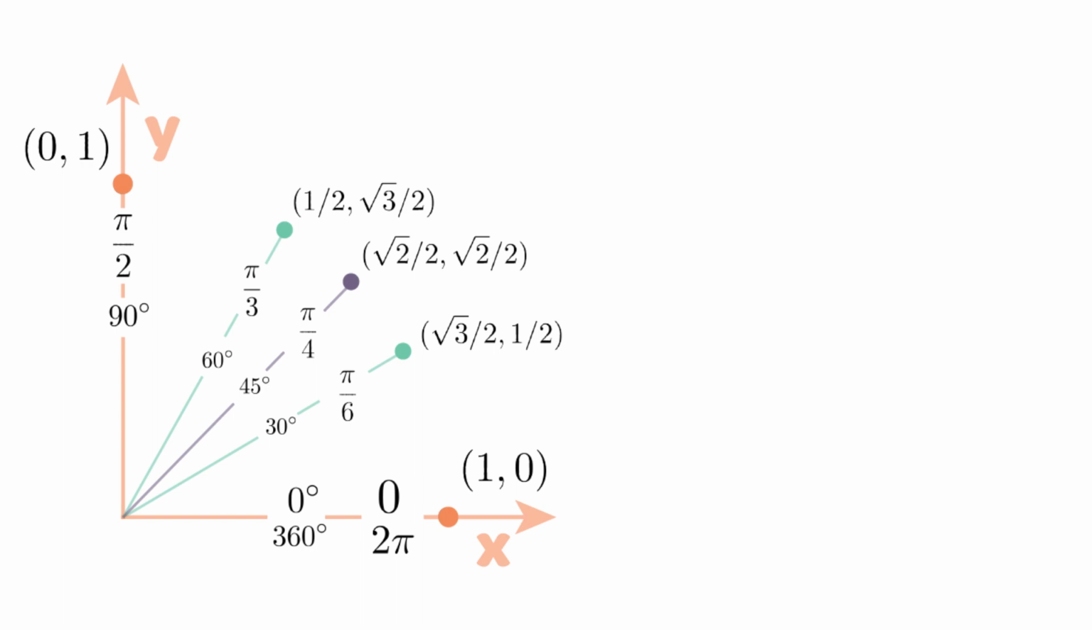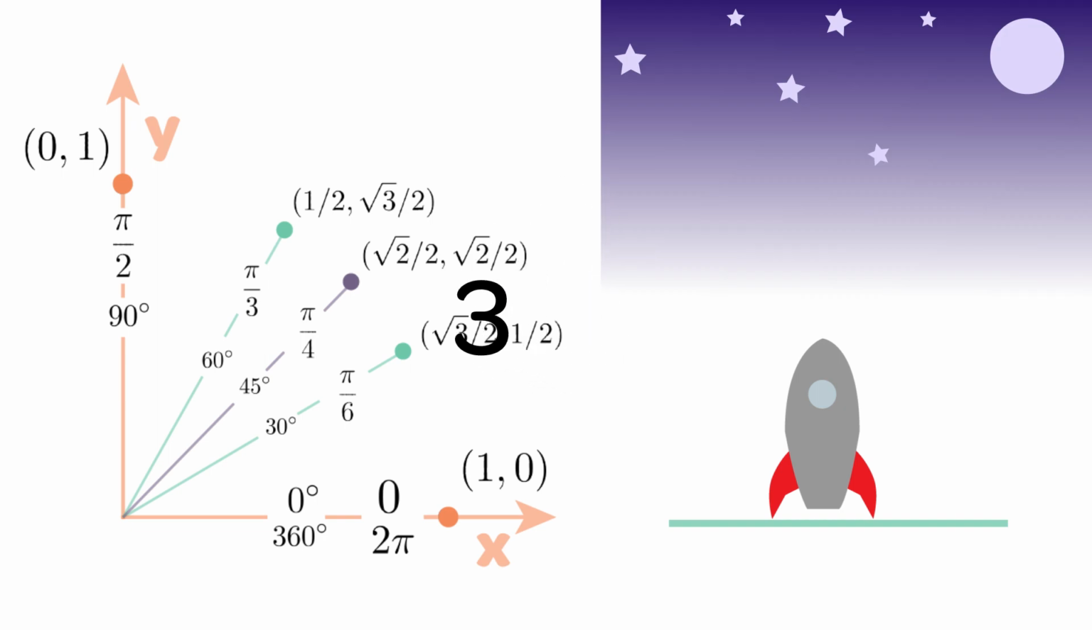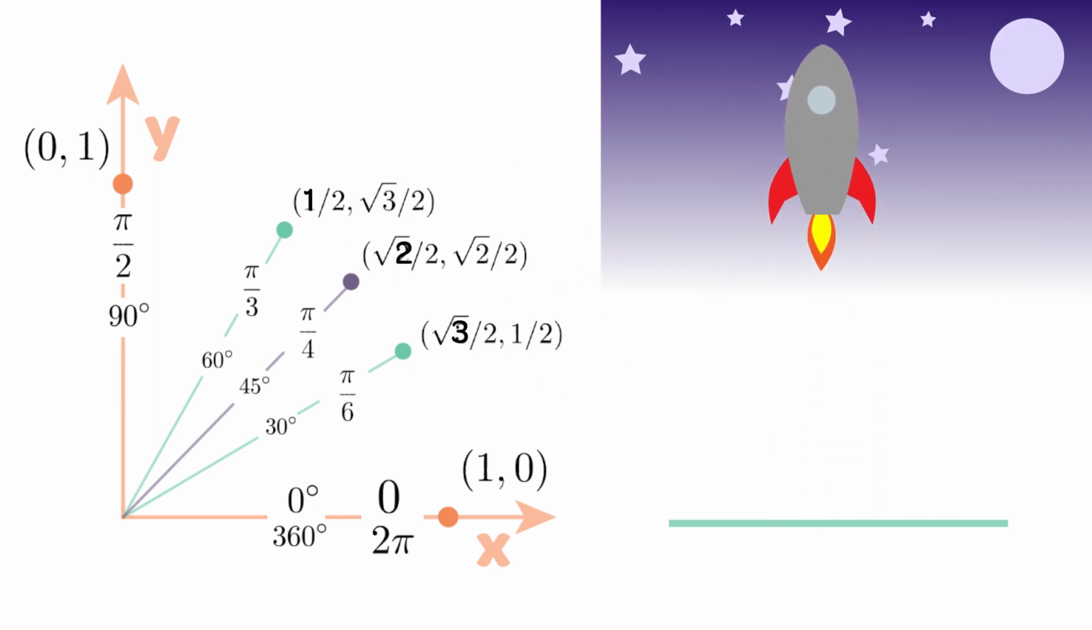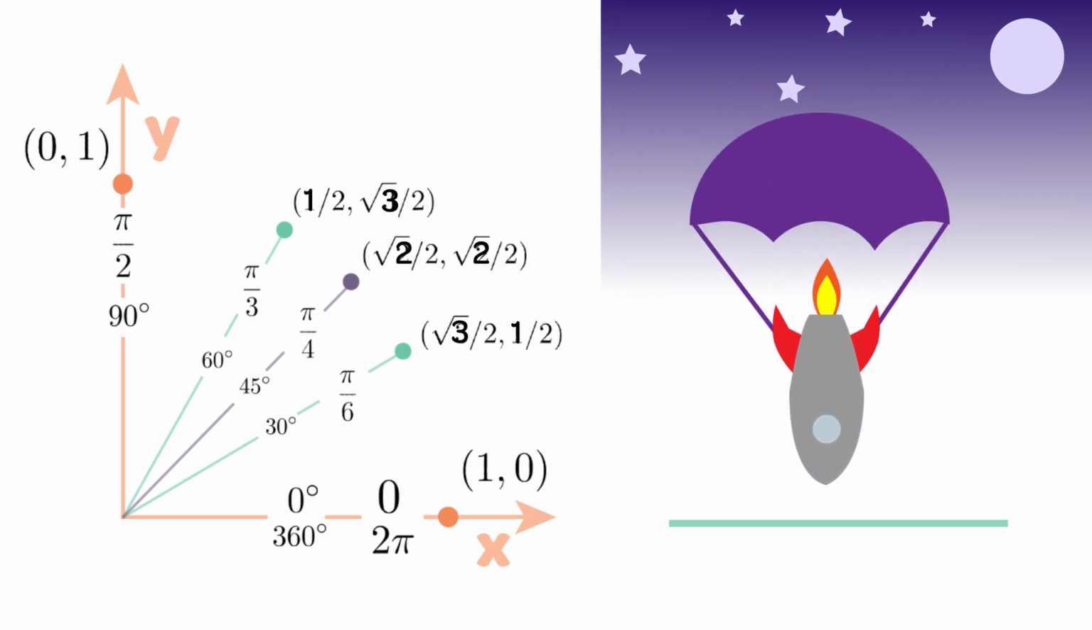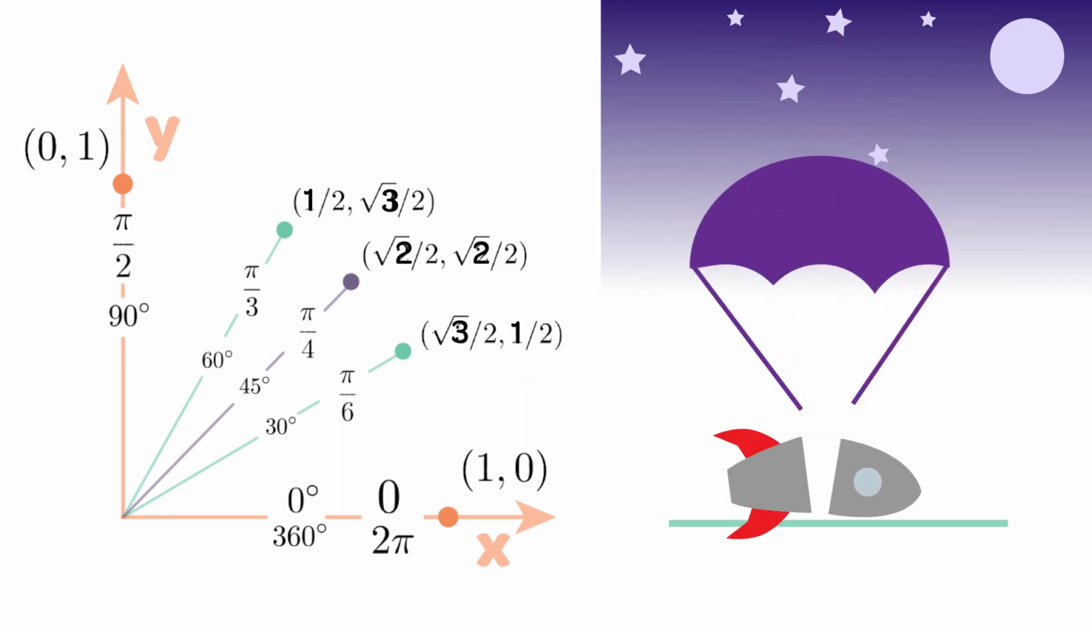So let's pretend we have our own little personal rocket sitting here on the x-axis, and it's ready to blast off into space in 3, 2, 1. Now that our rocket has made it to space, it's ready to come back down. So its boosters give another blast in 3, 2, 1. Well, unfortunately, even with a parachute, the rocket crash landed and split in half.